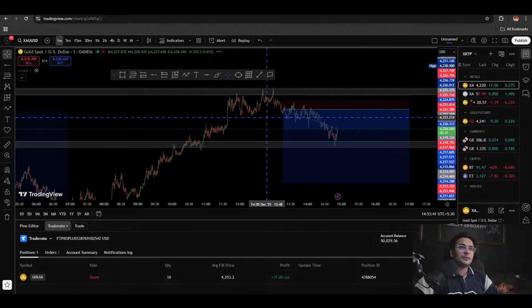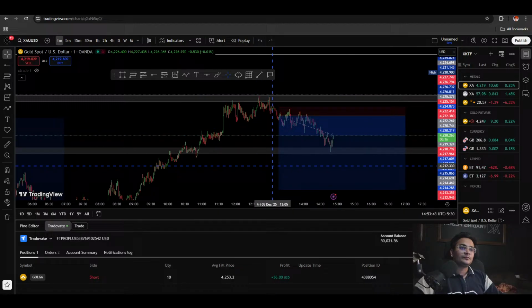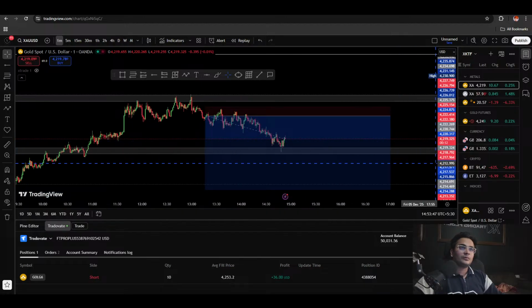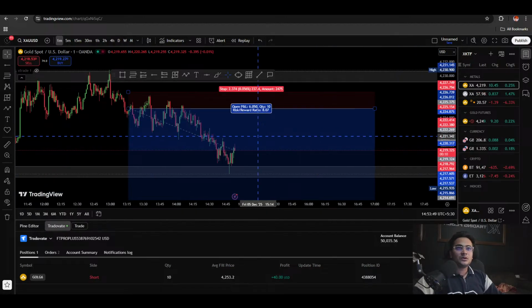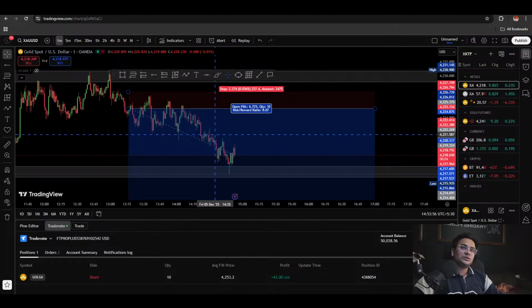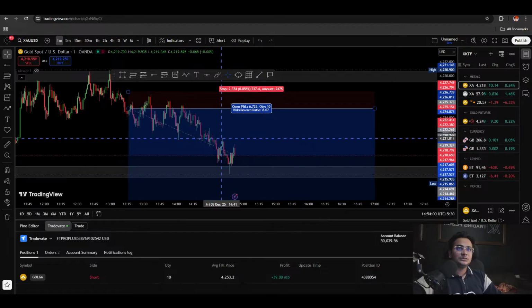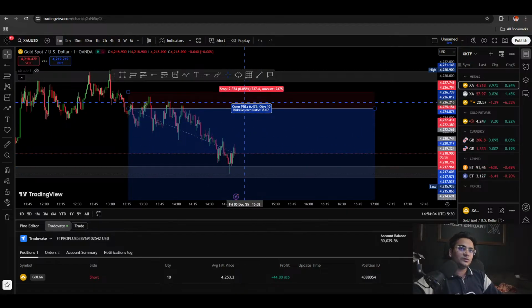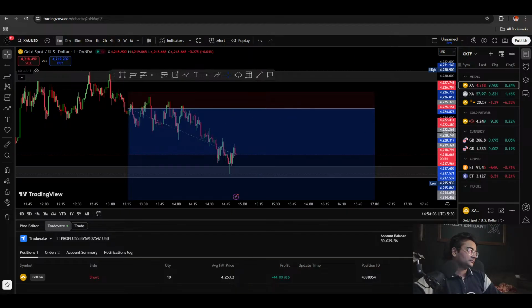Yeah, price is coming back up. As long as it's respecting this high, I am not able to close any more positions. As long as it's respecting this high, I'll stay in the trade. But I think if it goes above this high, it's gonna be like one huge candle, boom. That's it.